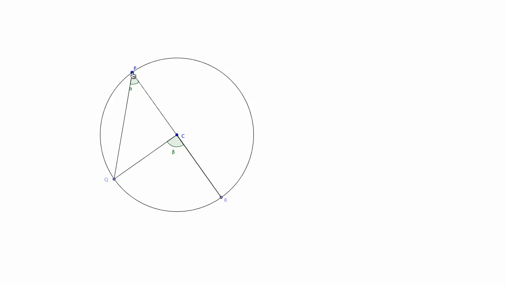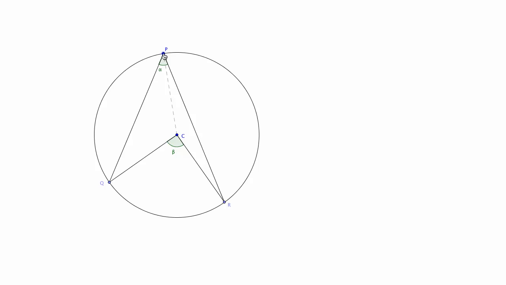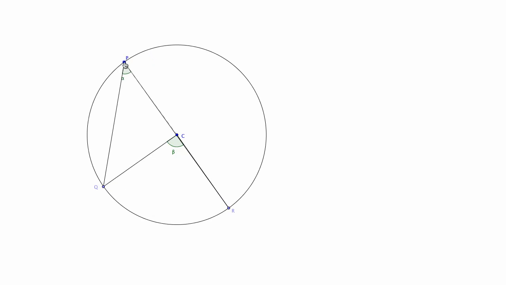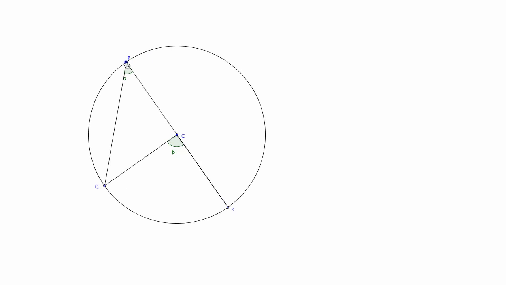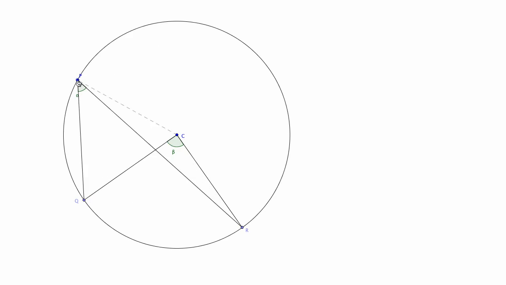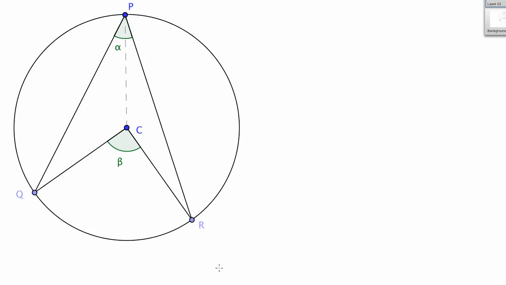Unfortunately, to completely prove this theorem, we're going to have to prove this separately for all three cases: where the center is inside the inscribed angle like this, where the center is on one of the lines of the inscribed angle, and where the center is outside the inscribed angle. There's, as far as I know, no shortcut. You've got to do all three. So we'll start with the case where the center is inside the inscribed angle.